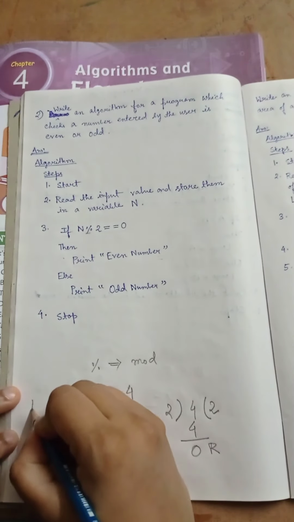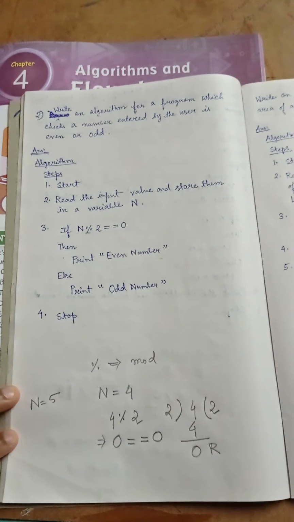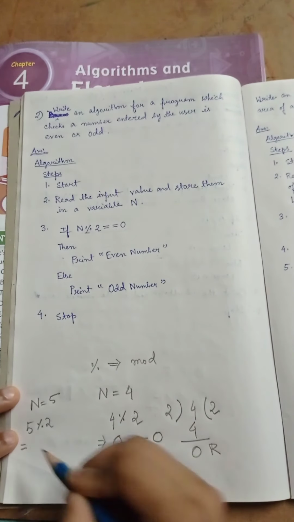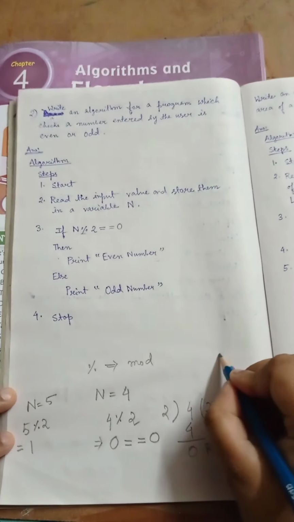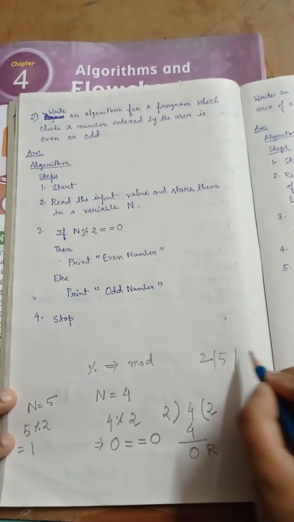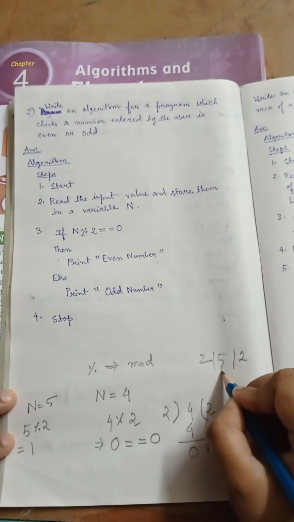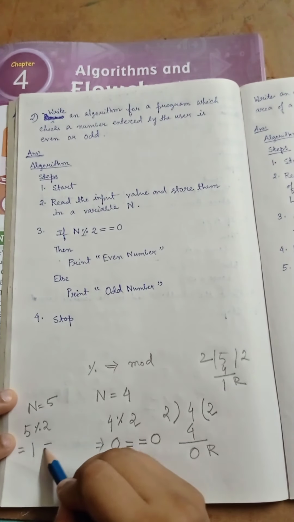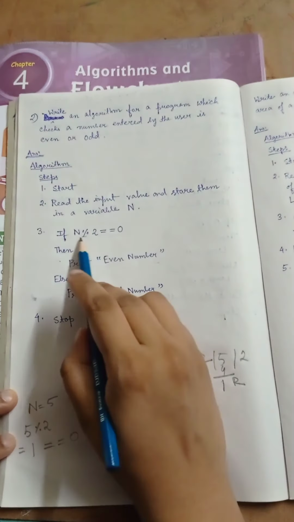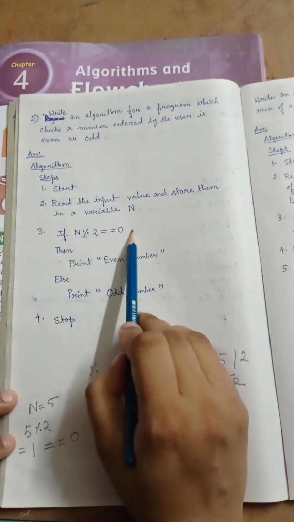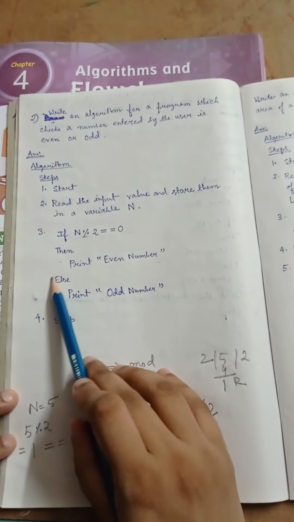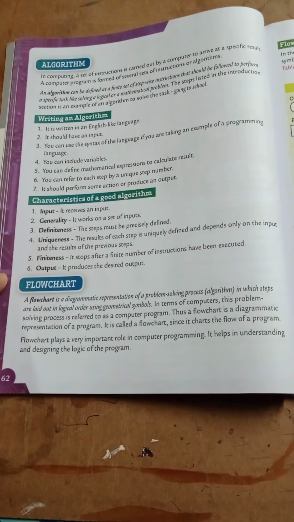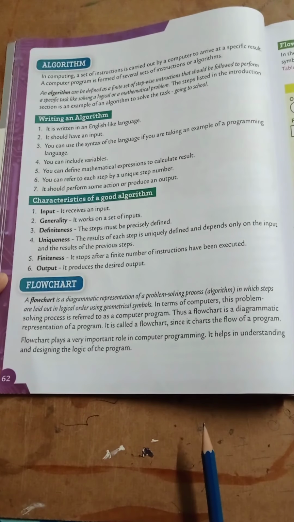Suppose n is equal to 5, then 5 mod 2 is equal to 1, because 5 divided by 2 leaves remainder 1. So the remainder is 1. So is 1 equal to 0? No. So this condition becomes false. So the result is print odd number. Then stop. Next topic is flowchart.